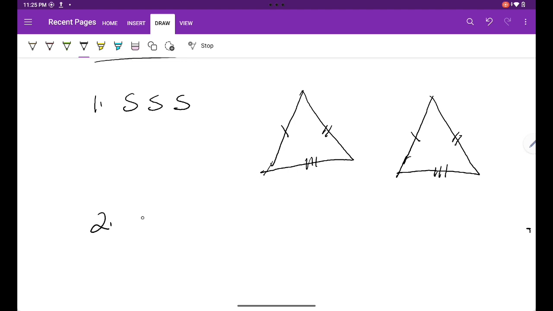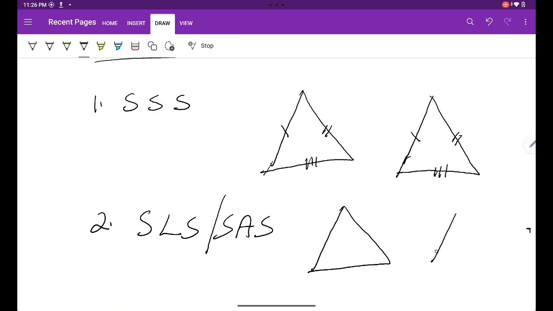The second condition is side, angle, side. Some write the angle as an A, so it's side, angle, side. Either way it's fine. In this case, if we have two triangles and we are able to prove that this side equals this side, and this angle equals this angle, and this side equals this side, then we can conclude that the two triangles are congruent.